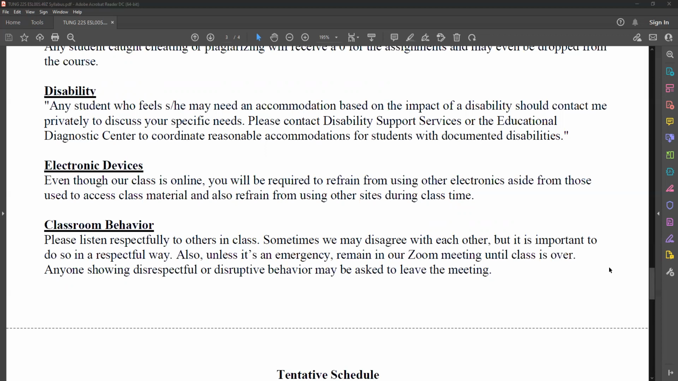And then classroom behavior, just the usual, please listen to each other carefully and respectfully, including your teacher. Sometimes we may disagree, but it's important to be, again, respectful toward each other. And unless it's an emergency, please try to stay in class until it's over, because I have a lot of important things to tell you in class, especially since we're only meeting together once a week, since the second half of the week will usually just be a video.